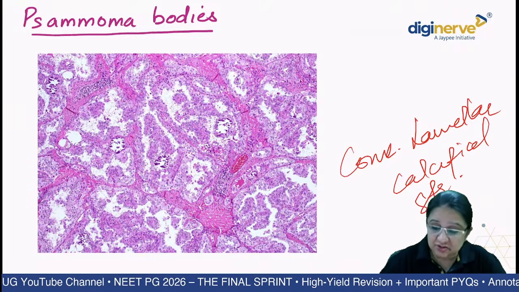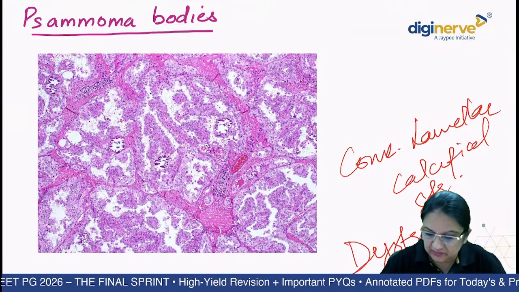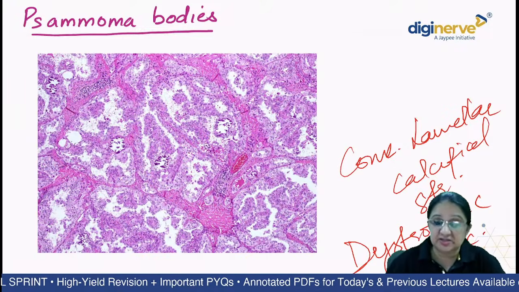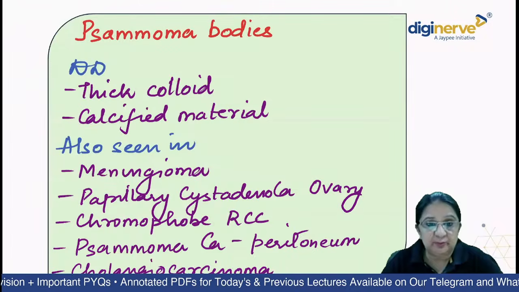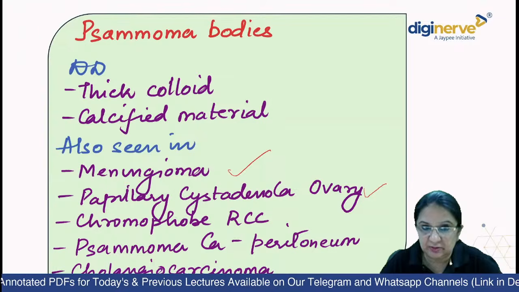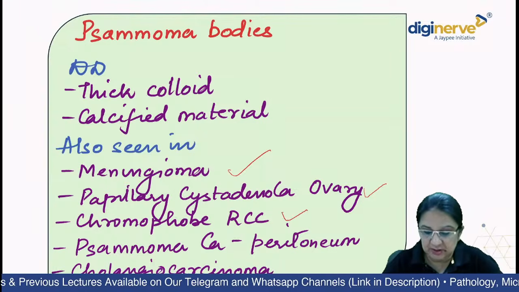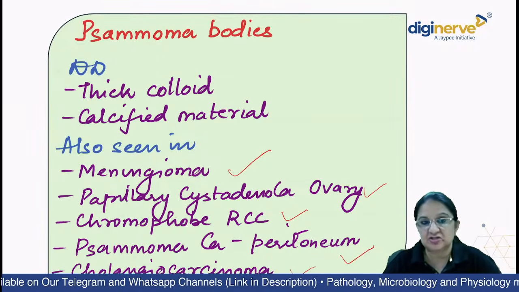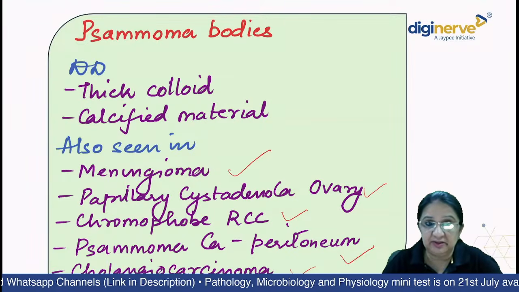And this is because of why calcium? Because of dystrophic calcification. Okay, it is not metastatic calcification, it is dystrophic calcification. Where all do you see Psammoma bodies? You see them in meningioma, papillary cystadenocarcinoma of the ovary, chromophobe renal cell carcinoma, serous peritoneal carcinoma, and cholangiocarcinoma also. On FNAC, it can be confused.